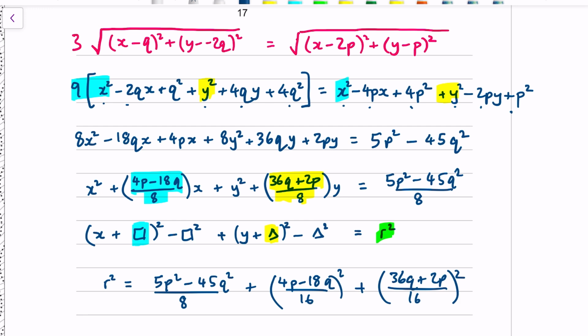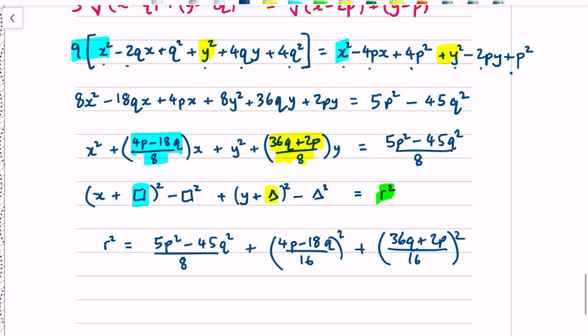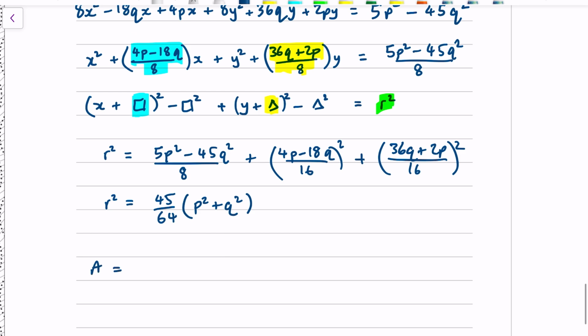Now that is the radius squared, and it turns out it simplifies quite nicely. I must say at this point I cheated and used Wolfram Alpha. But if you expand all this stuff out, a lot of terms cancel. You end up with the radius squared is equal to 45 over 64 multiplied by p squared plus q squared. And remember that the thing we're trying to find is the area of this region, and it's in terms of p and q here. So the area of our region is going to be pi times r squared, 45 pi over 64 times p squared plus q squared.